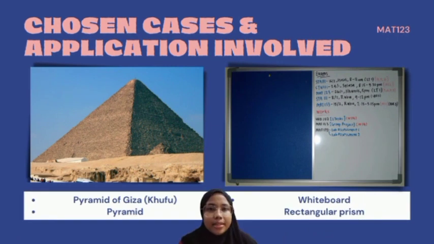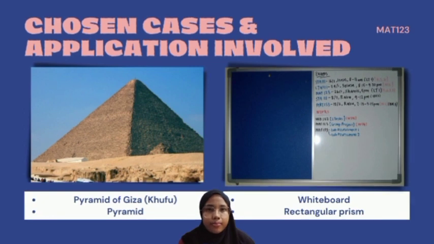For our choosing cases and application involved, we choose the Pyramid of Giza, which is Khufu, and the pattern is pyramid. We also choose whiteboard, and the pattern is rectangular prism.